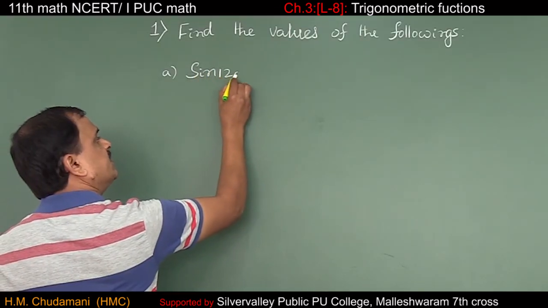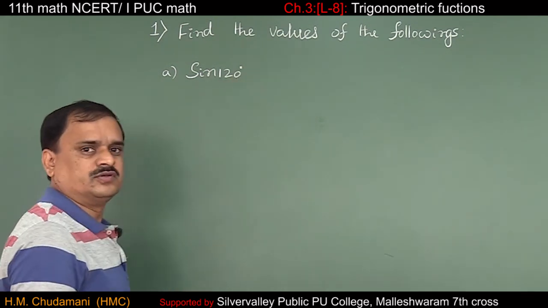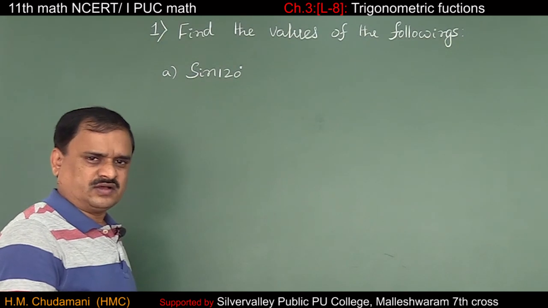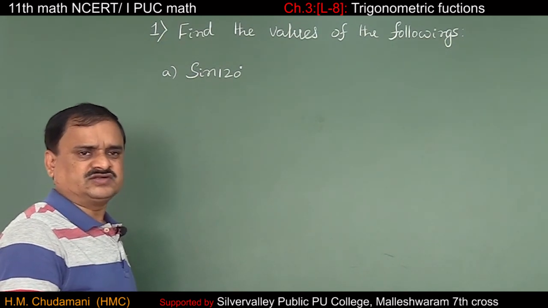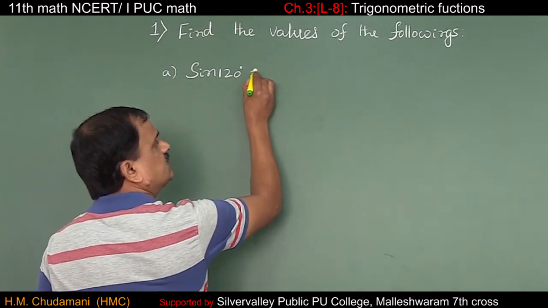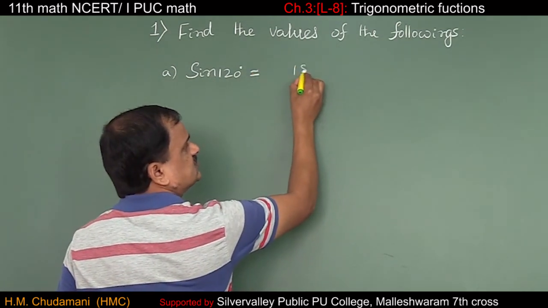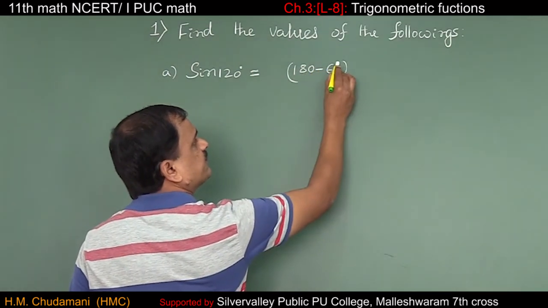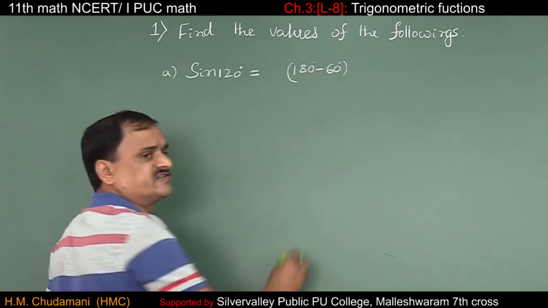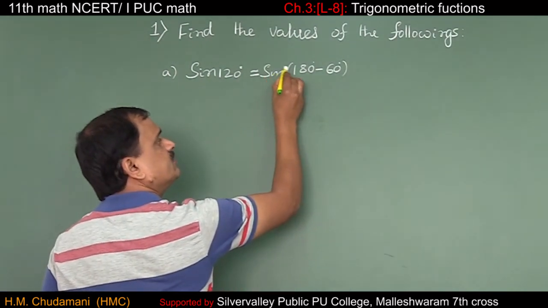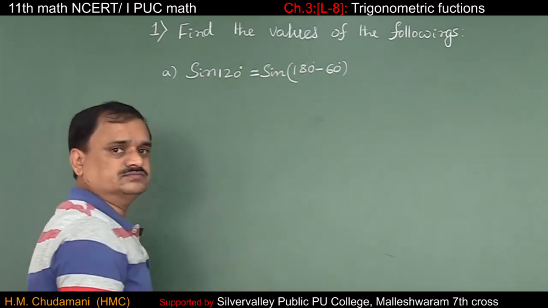Sine 120 degree. 120 degree is not a standard angle. Of course, you can remember that, but let us reduce it. 120 can be written as 180 minus 60. 180 minus 60 is 120. We want sine of 120.